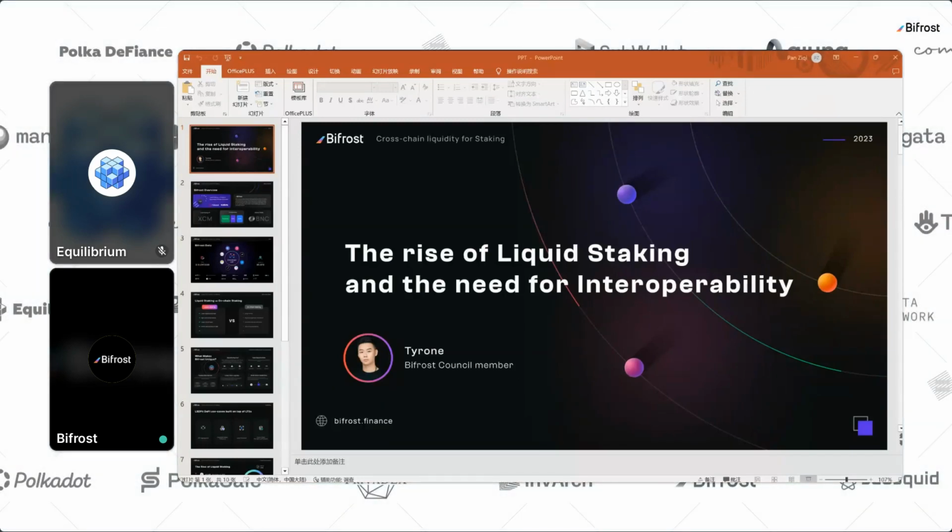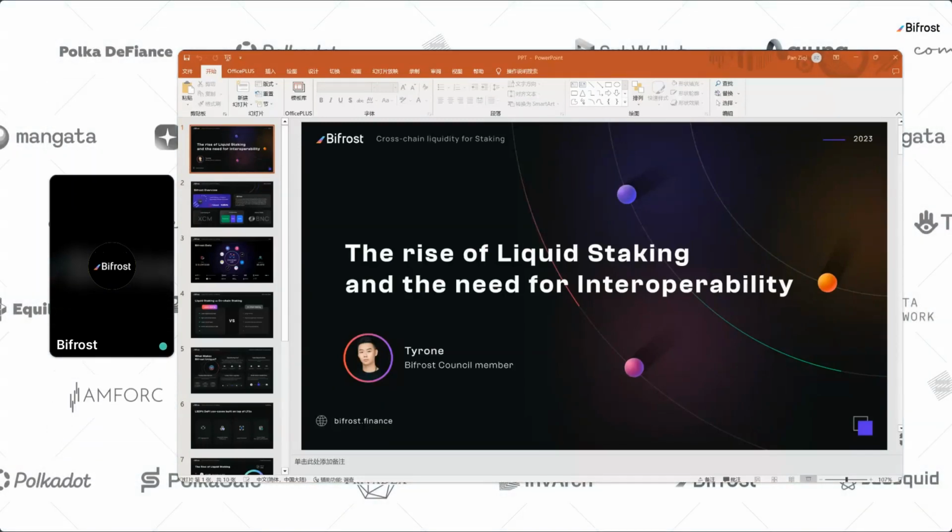I'm the council member of Bifrost, and today we are mainly talking about the raising of liquid staking in the Polkadot ecosystem, and furthermore. I will take about 10 minutes to briefly go through what Bifrost is, what we're going to do, and why Bifrost liquid staking is an attraction for the ecosystem. So let's take a look at an overview of Bifrost.